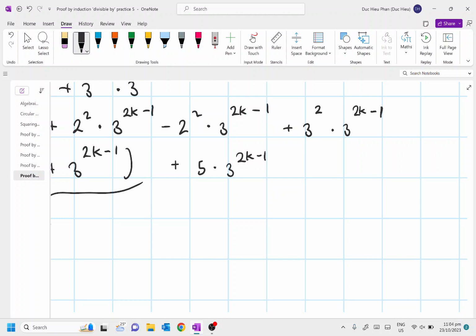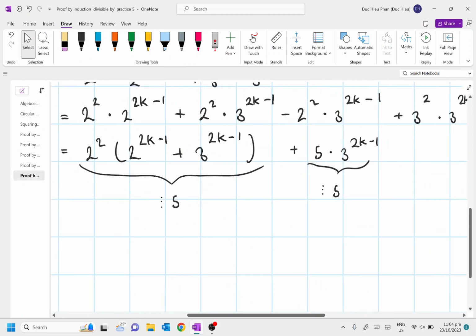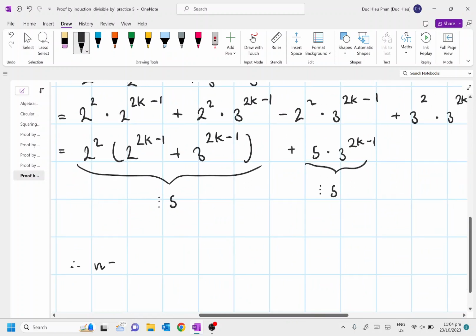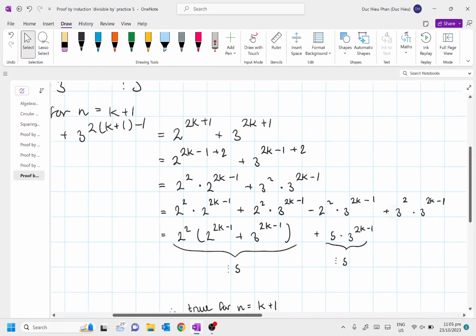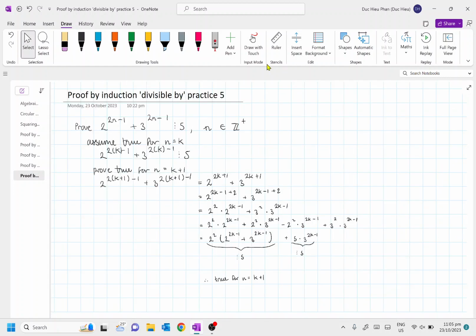What does that mean? That means that this is divisible by 5. And there you go. You've proven that it's true. It's true for n equals k plus 1. And voila. So yeah, that's how you do these harder divisible by proof by induction questions.